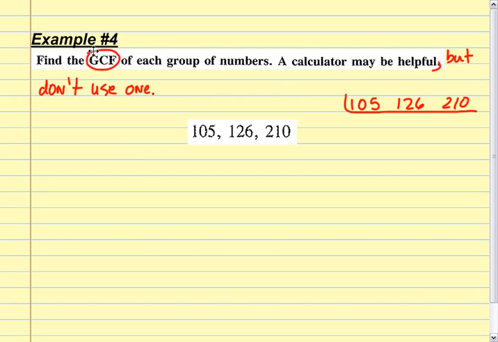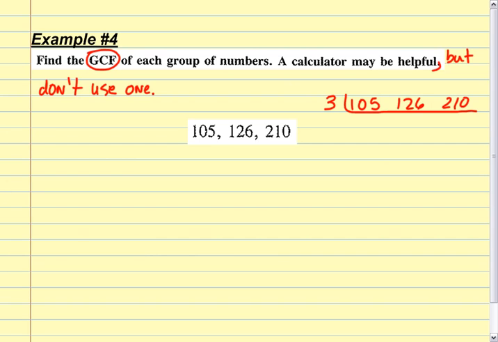And remember, the rule for 3 is add the digits and come up with a sum. If 3 goes into the sum, then 3 goes into the number. So for the first one, 105, when I add up the digits, I get 6, and 3 goes into 6. Okay. 126, when I add up the digits, I get 9, and 3 goes into 9. Okay, so 3 goes into 126 also. For the last one, 210, when I add the digits, 2 plus 1, I get 3, plus 0 is 3. So 3 goes into 3, so it goes into 210 also.